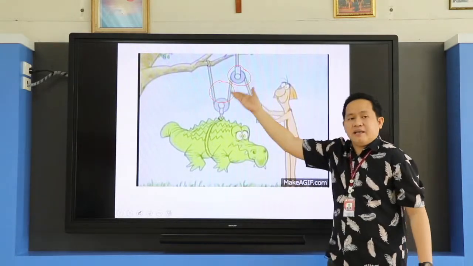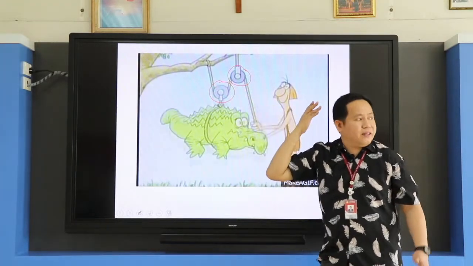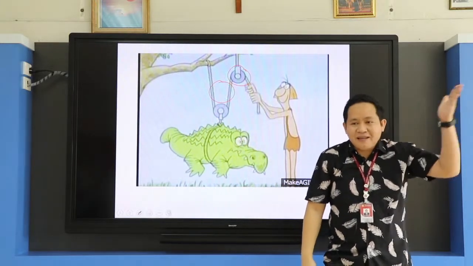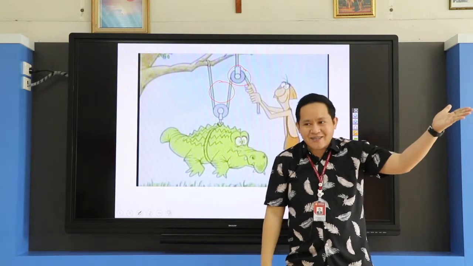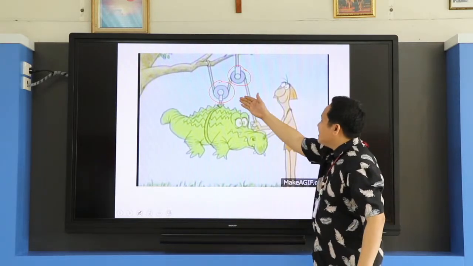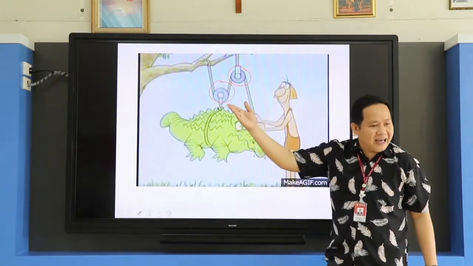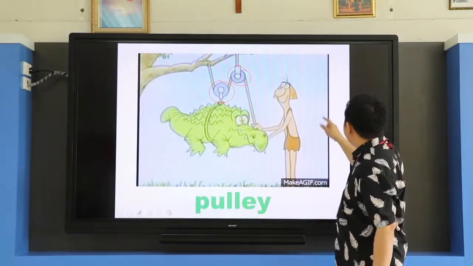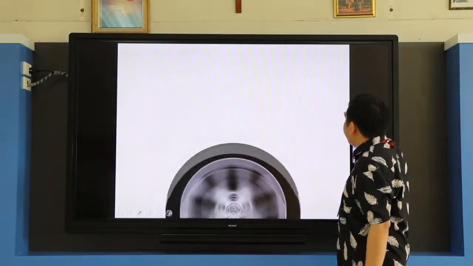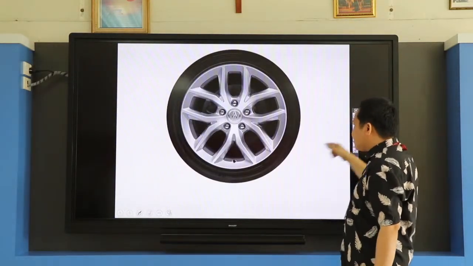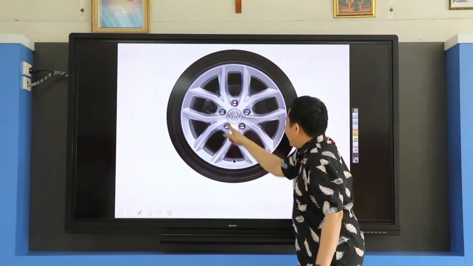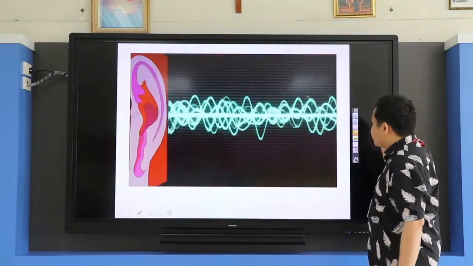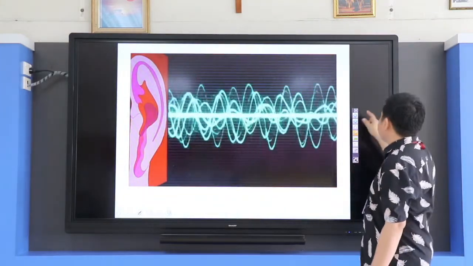We can find this in the fitness center, we can find it in the flagpole, but I think our flagpole is already using electricity, high technology. We can also see this in some construction sites, those making buildings, hospitals, and many others. Next, please. This is wheel and axle. This is the wheel and the axle that holds the wheel in position.